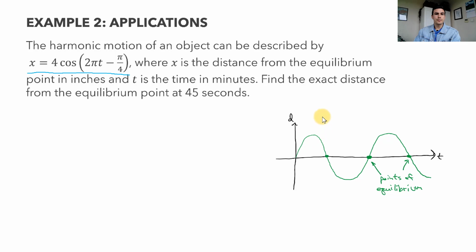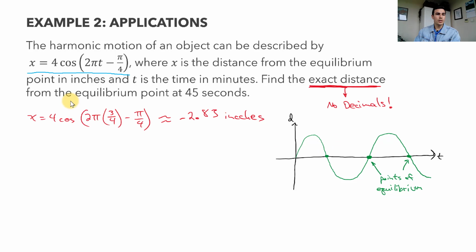So we're looking for the exact distance from the equilibrium point at 45 seconds. Now, again, with the exact distance, I'm looking for no decimals. So what I don't want to do is just plug this directly into my calculator and say, oh, that's about negative 2.83 inches. We don't want to do that, because I'm looking for the exact distance.